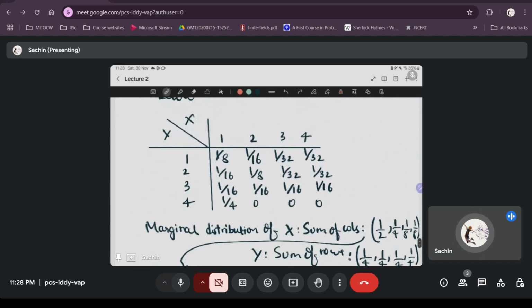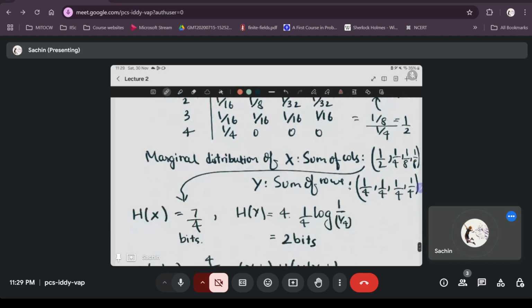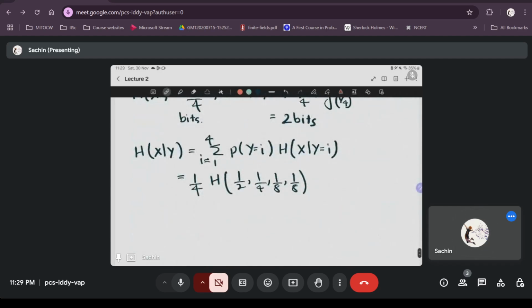Or you could do it individually like this. You could use the formula: probability of x is equal to 1 given y is equal to 1 is probability of x is equal to 1 comma y is equal to 1 divided by probability of y is equal to 1. So this is the normalization. So this is nothing but 1 over 8 divided by p of y is equal to 1, which is 1 over 4. So it's half. So you can directly normalize it even without finding p of y is equal to 1. So similarly, you do it for all values of y.